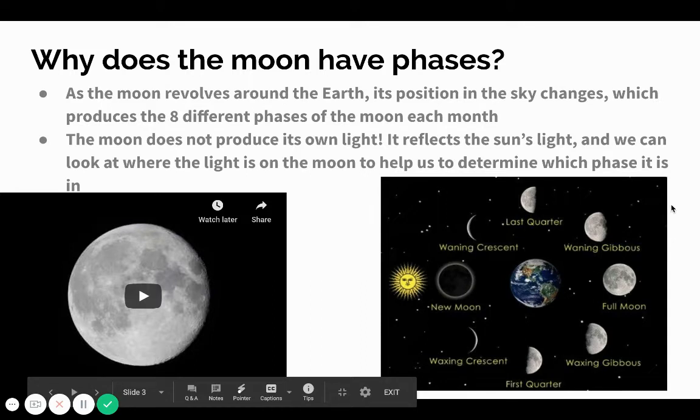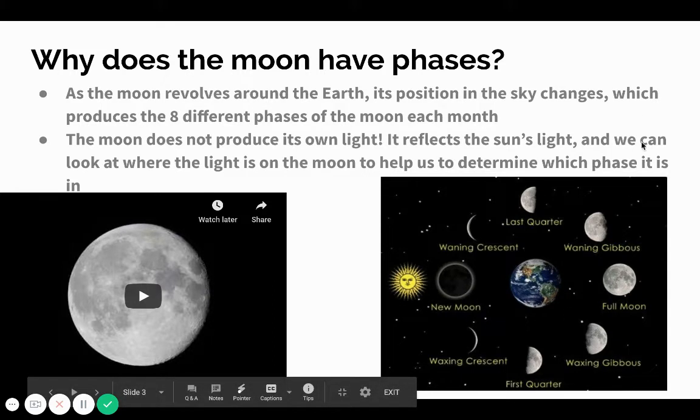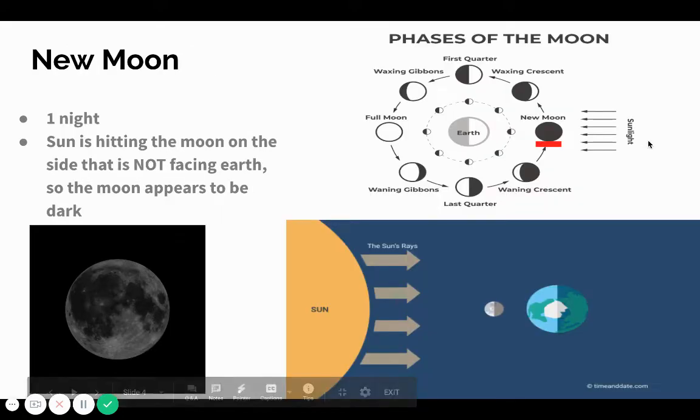So now that we know the moon's position and its revolution around Earth is what creates the phases in the lunar cycle, let's look at our 8 phases. The first phase in the lunar cycle is the new moon. For me, the new moon is the easiest phase to map out on a picture, a model, or a diagram because it sits directly in front of the sun. So from Earth, the new moon appears to be dark because the side reflecting the sun's light is facing away from Earth.